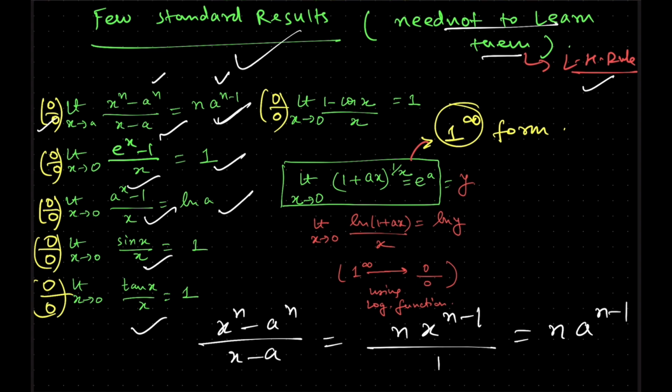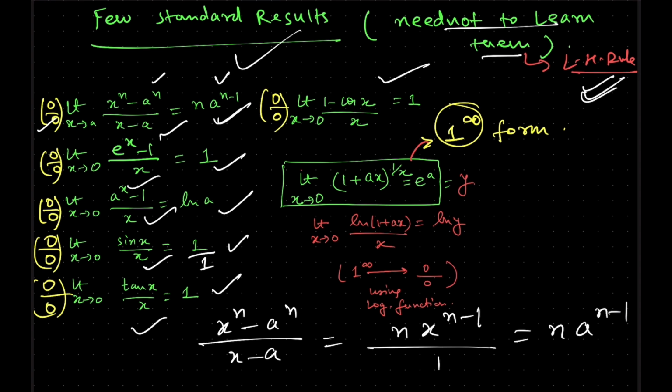So in sin x by x, if you differentiate the numerator and denominator, you will get 1 in the numerator, and in the denominator also 1. Similarly, for tan x and x also, you will get 1. So here also you can apply the LH rule. So either you can learn this formula, or if you don't want to learn, just simply apply the LH rule. No need to learn so many formulas.